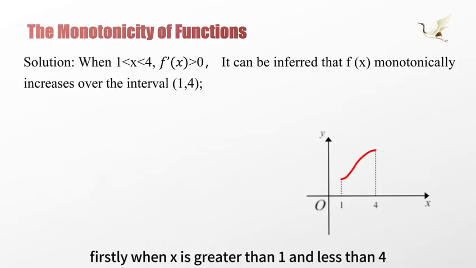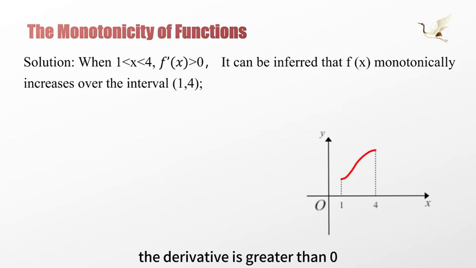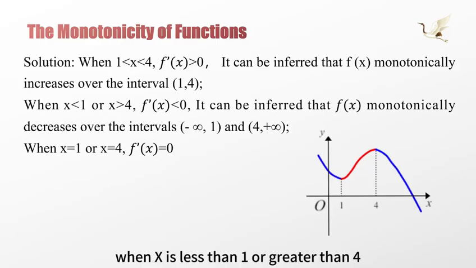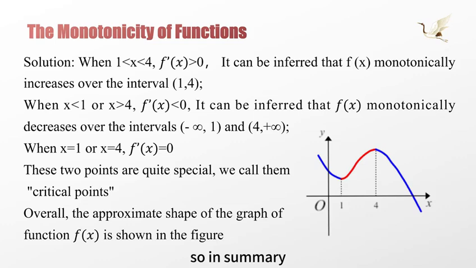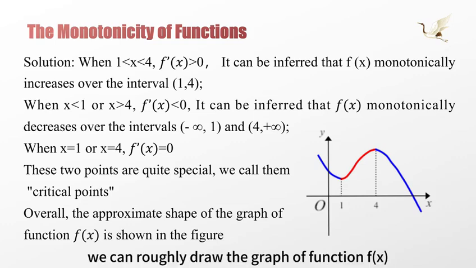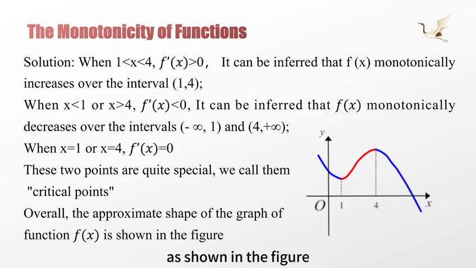Firstly, when x is greater than 1 and less than 4, the derivative is greater than 0. So it can be inferred that the function monotonically increases over the open interval 1 to 4. When x is less than 1 or greater than 4, the derivative is less than 0. So the function monotonically decreases in the open intervals from negative infinity to 1 and from 4 to positive infinity. When x is equal to 1 or x is equal to 4, the derivative is equal to 0. So these 2 points are quite special. We call them critical points. So in summary, we can roughly draw the graph of function f(x), as shown in the figure.